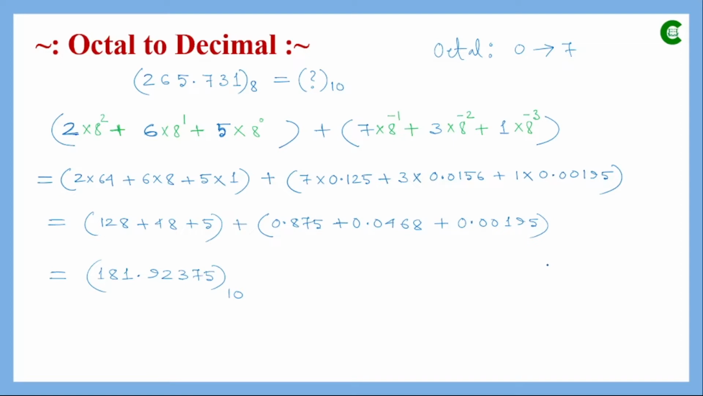One thing I want to mention here is that this 0.00195 value is an approximated value. Here I have approximated till the 5th digit after the decimal point, so the final value that we have obtained here is also an approximated value.